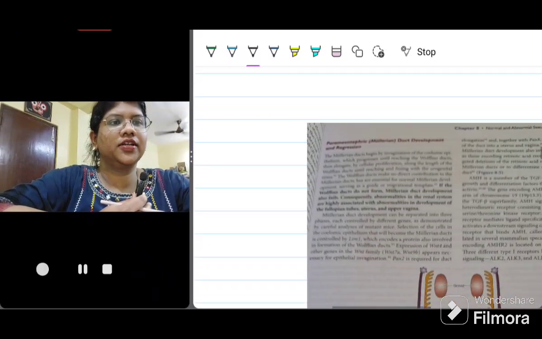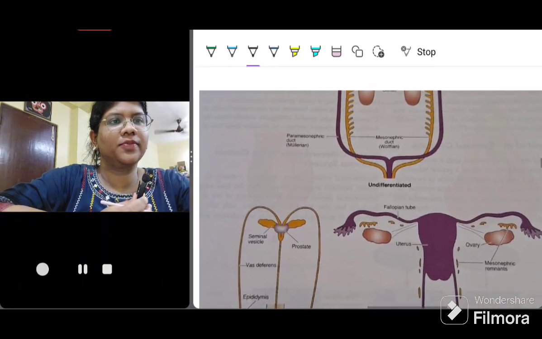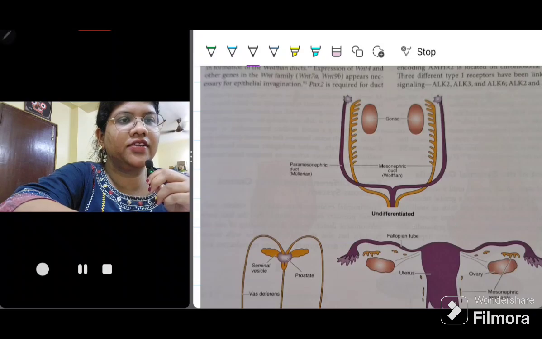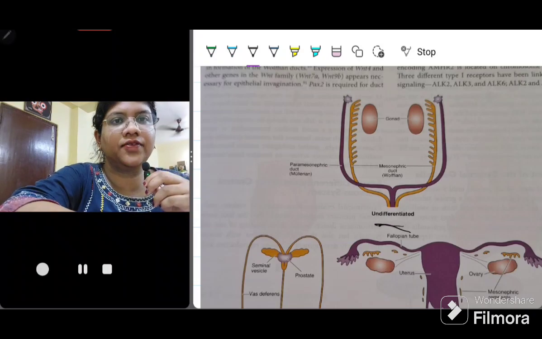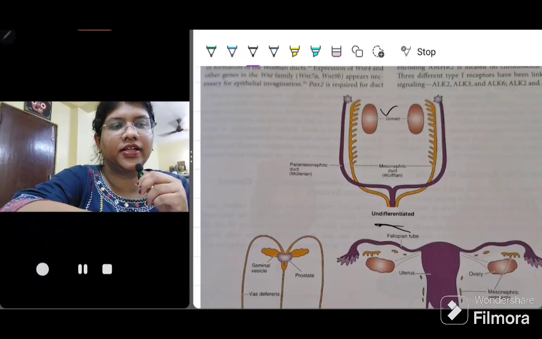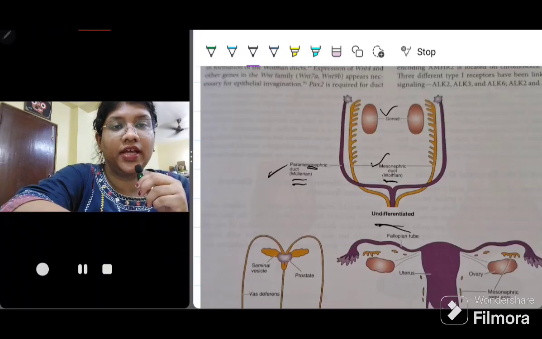Also, let me show you another diagram. Now this is taken from Speroff. So this is the same thing which I have explained already. When there is an undifferentiated form, we have the gonads, which will develop from the gonadal ridges. Now this is your mesonephric duct, which is also known as the Wolffian duct, and this is the paramesonephric duct, which is known as the Mullerian duct.